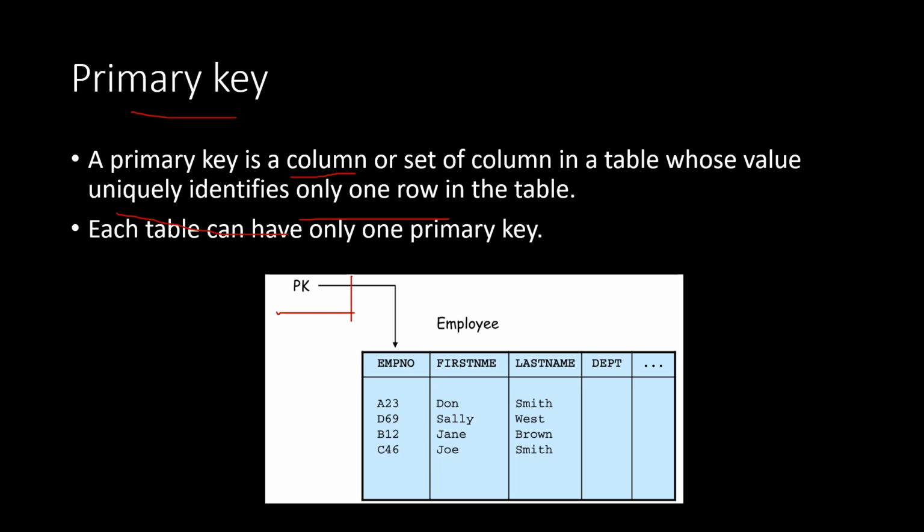So let's take one example. This is the employee table. In the employee table, we have an employee number, first name, last name, department and so on. The employee number column would be the better choice because every employee would have a unique employee number. So employee number would identify one and only one row in this table. So we call it the primary key of this table.